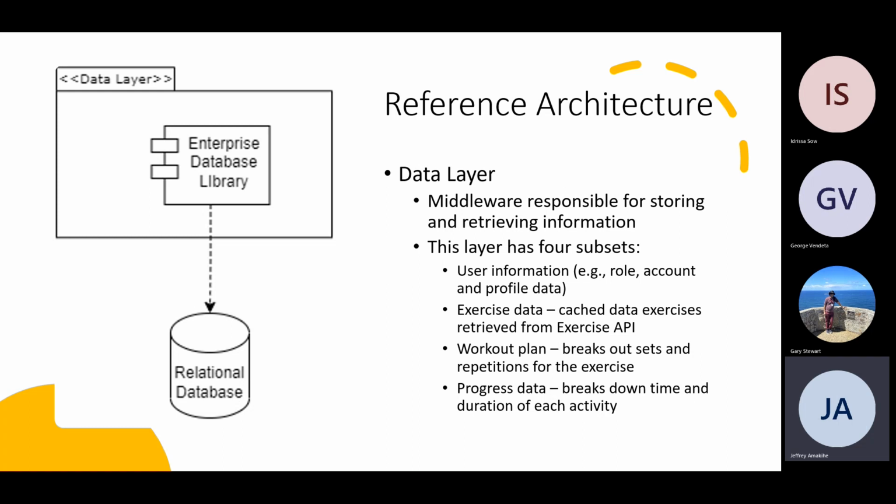Yes, thank you, Gary. So here we have the data layer, which is a middleware responsible for storing and retrieving information. This layer has 4 subsets. You have the user information, for example, your role, account, and profile data, and the exercise data, which is cached exercise data retrieved from the exercise API. Next, we have the workout plan, which breaks out sets and repetitions for the exercises. Lastly, we have the progress data, which breaks down the time and duration of each activity.